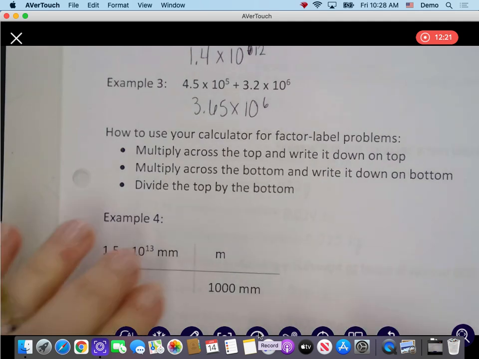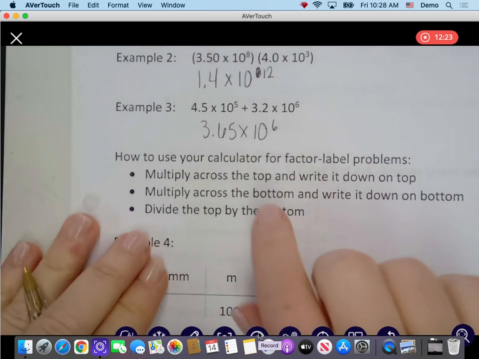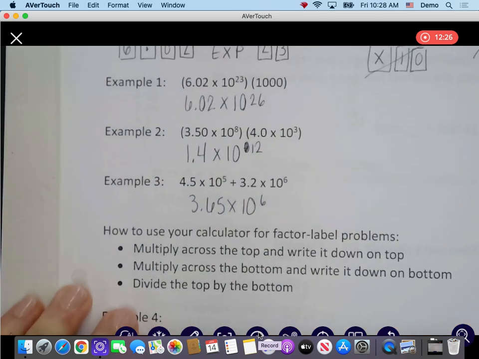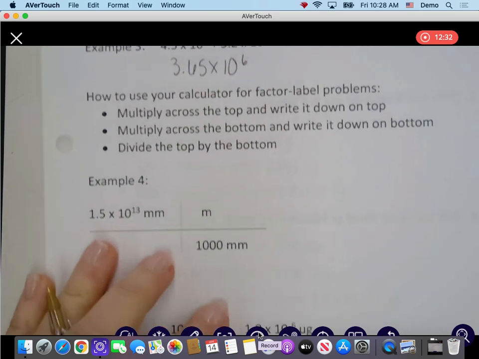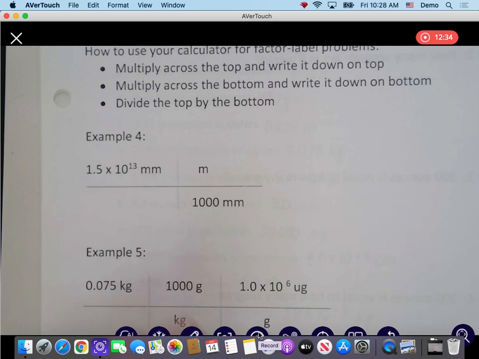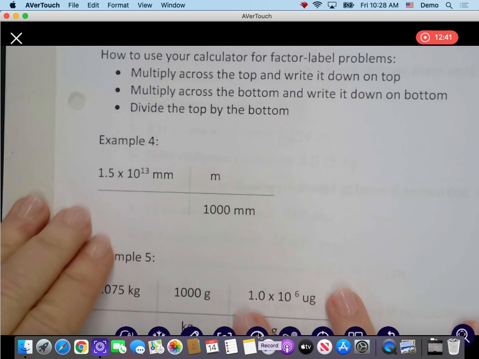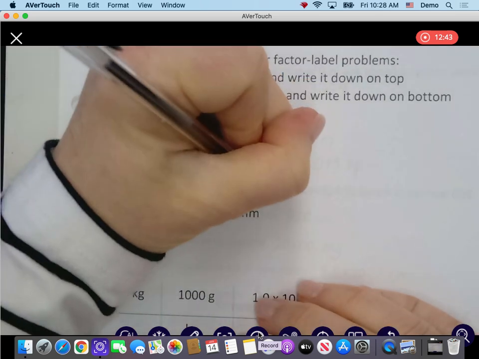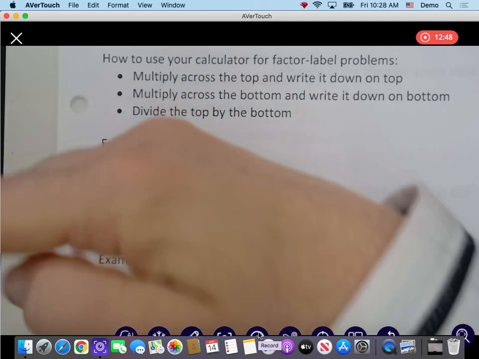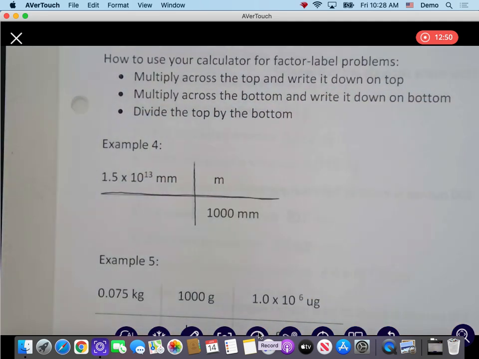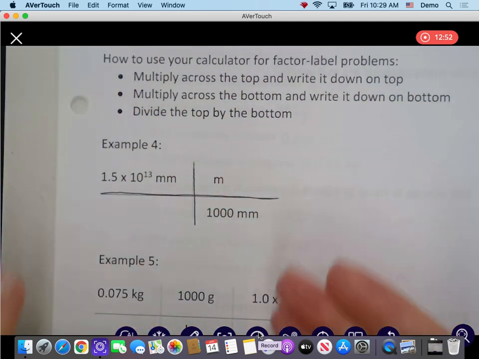Okay, before we move on, are there any questions on how to put exponents into your calculator? Okay, now we're going to take a look at how we would apply this practice to factor label problems. And you've already had some insight on this because we've had it on some warm-ups. So the whole point of factor label is to have that long line and that short line. And then we have a line of numbers across the top and we have a line of numbers across the bottom. This one's not very long.